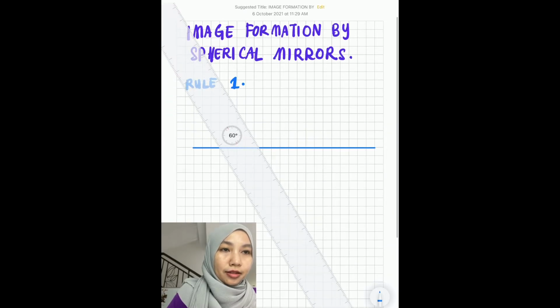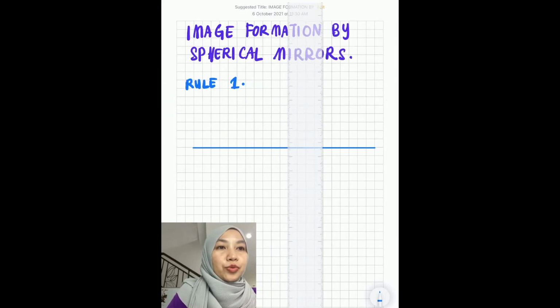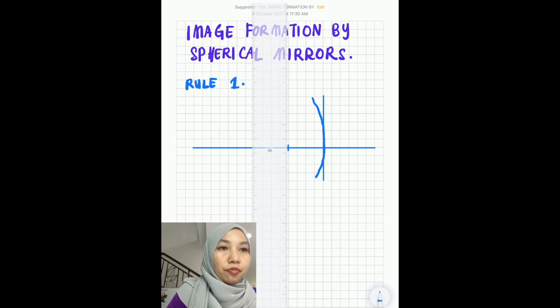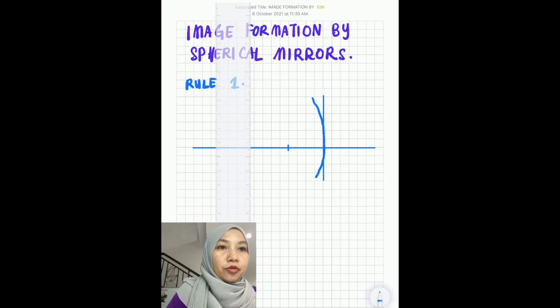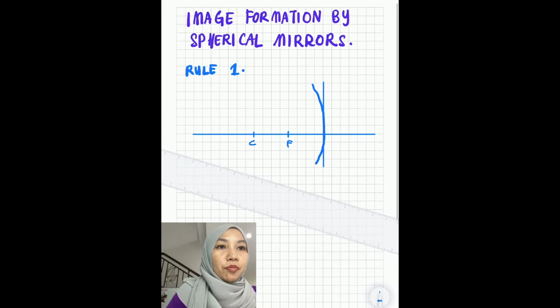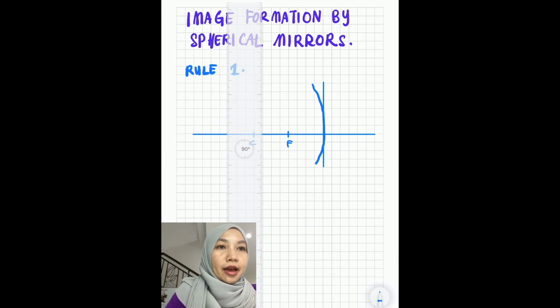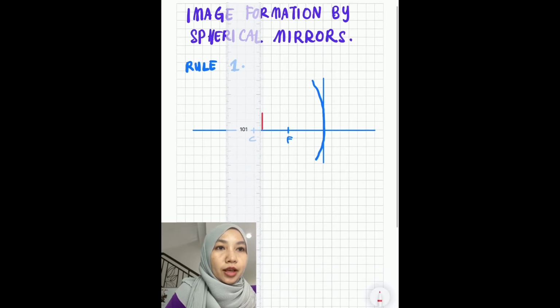It is a straight line which is passing through the pole of the mirror. So this is the pole of the mirror, and we have a concave mirror here. Okay, so you can mark your focal point and then you mark your center of curvature. Your center of curvature is double your focal point distance. So now we are ready. Let's say I have an object with object distance in between F and C.